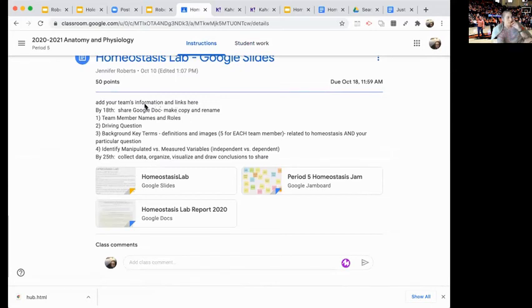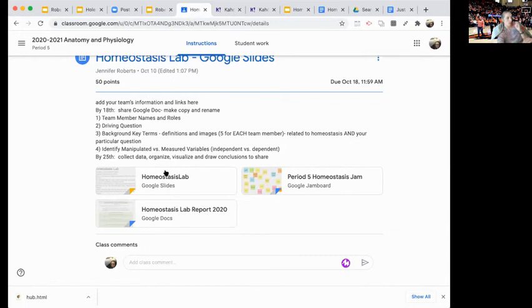And it says, add your team's information and links here by the 18th. These are the things I want you guys to have done that I want you to work on today, right now. Number one, make sure that you have your team members' names and roles recorded on that Google slide and on a template for the lab report.